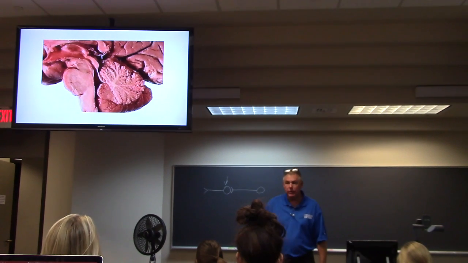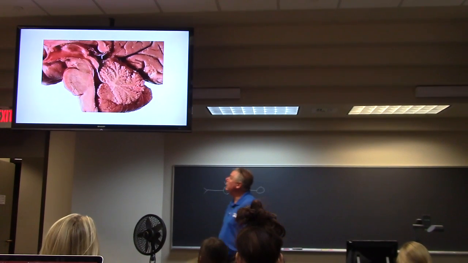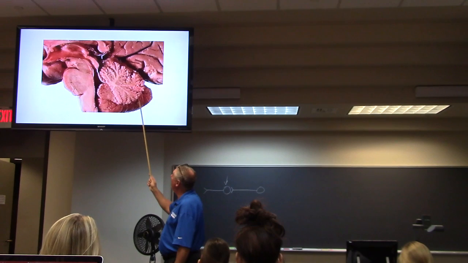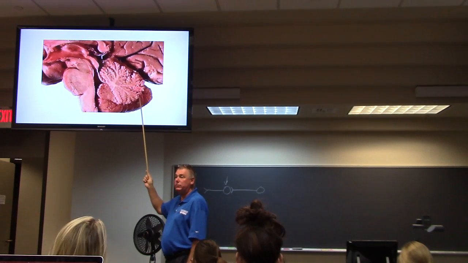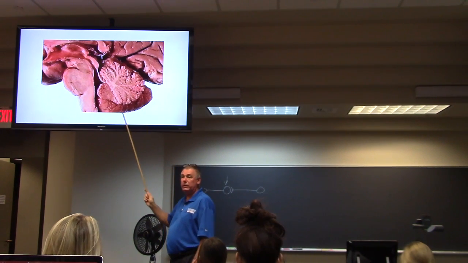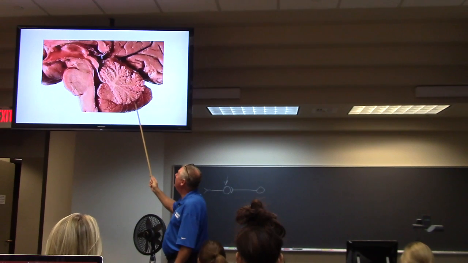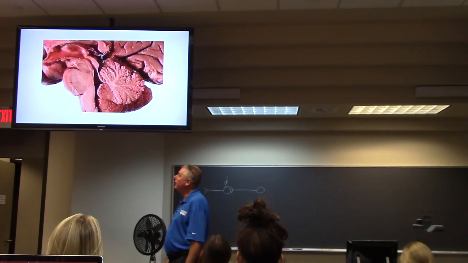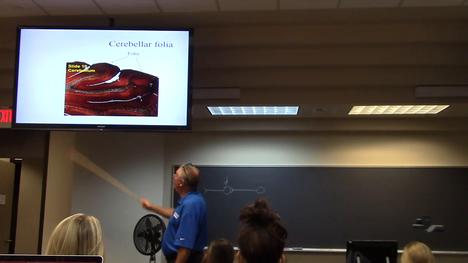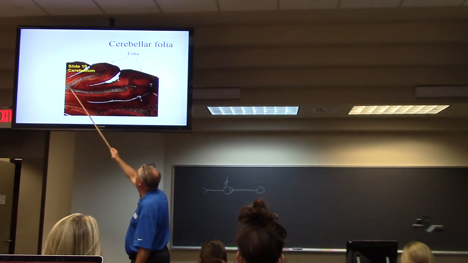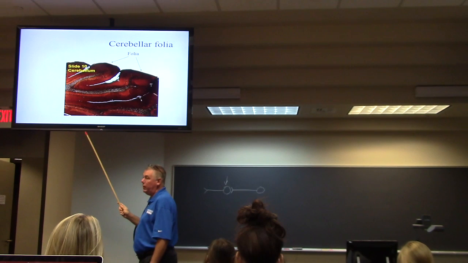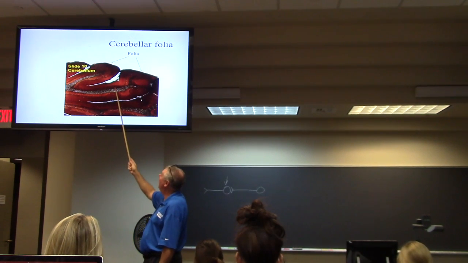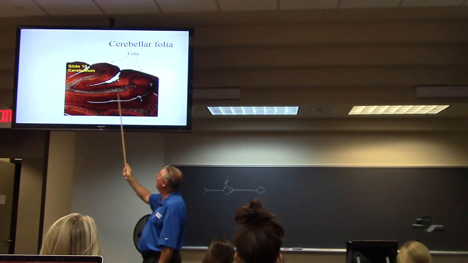All right. Now let's look at the cortex. These little dudes here are called folia. They don't have gyri and sulci like we're going to see in the cerebral cortex. These little things are called folia. If we look at a folium, what you have is gray matter outside of white matter.